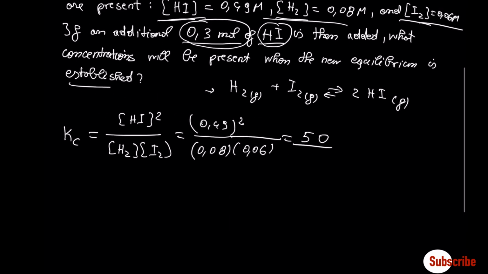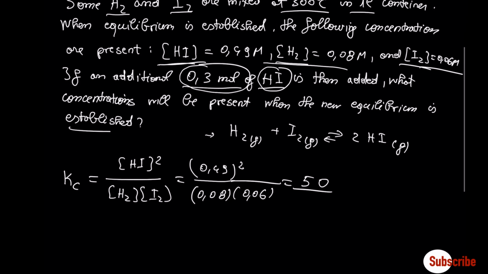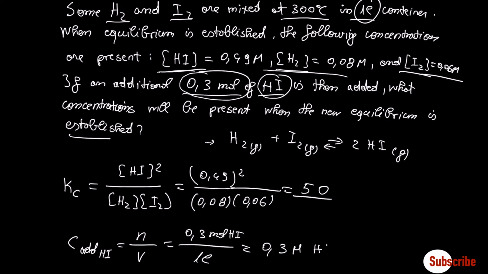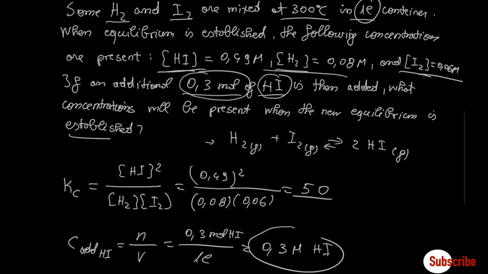So let's now find the concentration of the hydrogen iodide added, the 0.3 moles. Keep in mind the volume of the container is 1 liter, so it's 0.3 molar hydrogen iodide. Now at this point we are going to build a table that is slightly different from the initial, change, equilibrium table. So let's build the table.